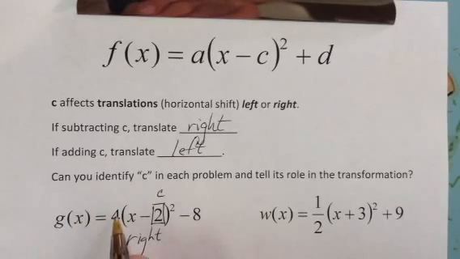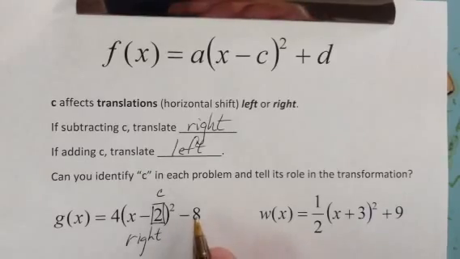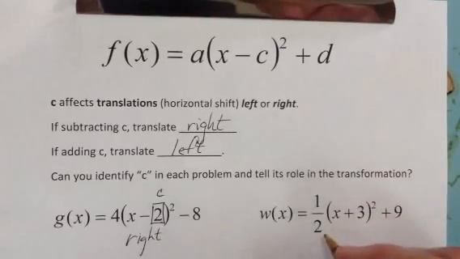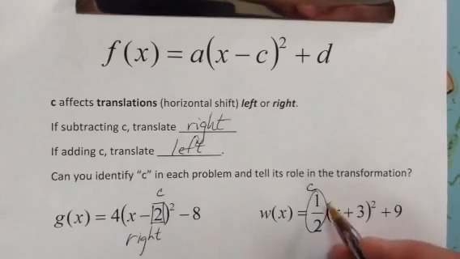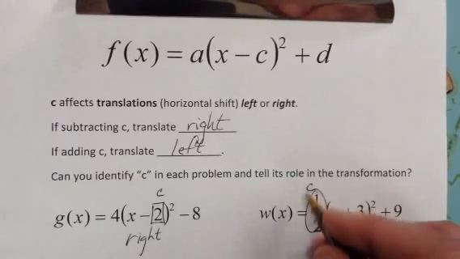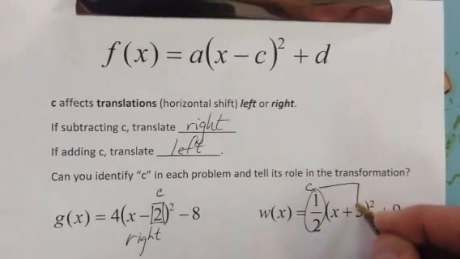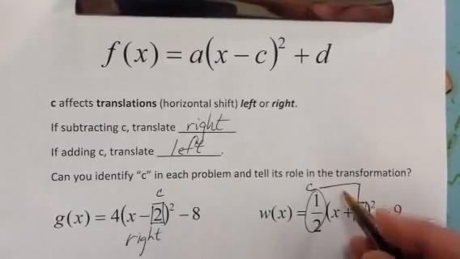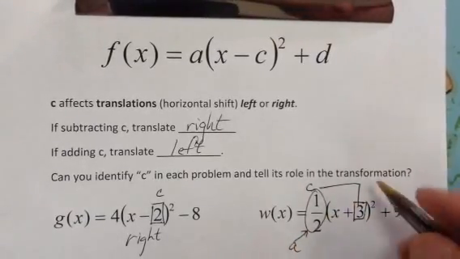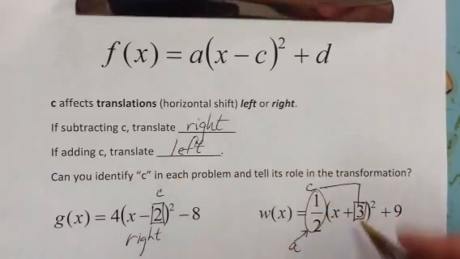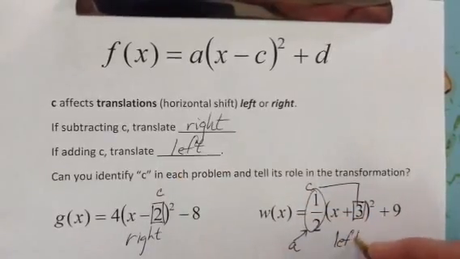4 is the value of A. Remember, that's going to be wider or narrower, and we'll talk about this in just a second. What's the value of C over here? It's 1/2. Okay? And not C, that's A. C is going to be 3. Sorry about that. C is 3. This is A. So we're going to add that, so this one is going to be a translation to the left.